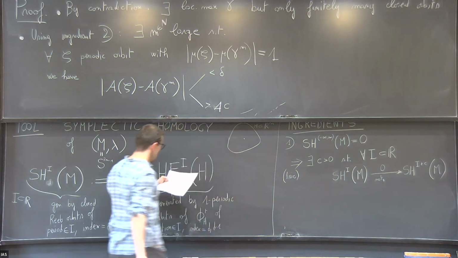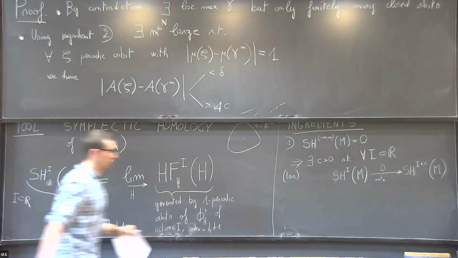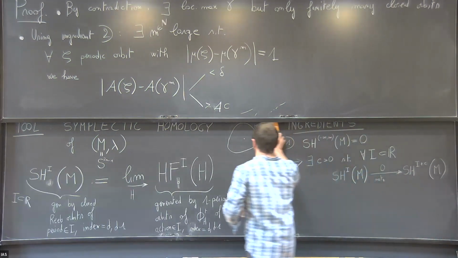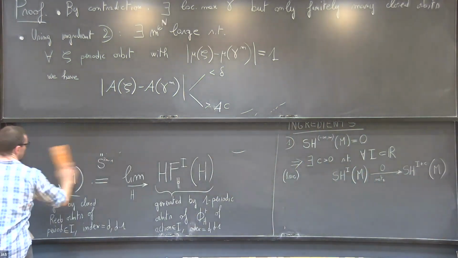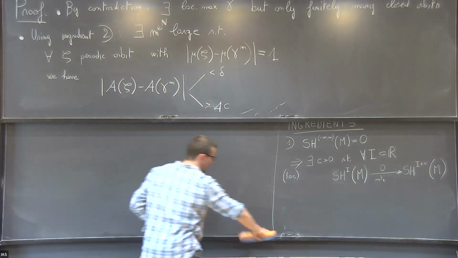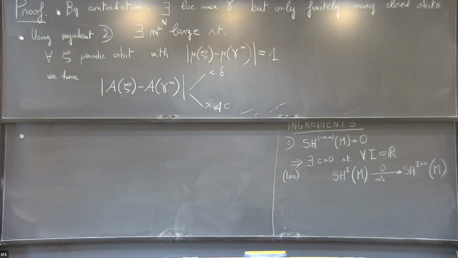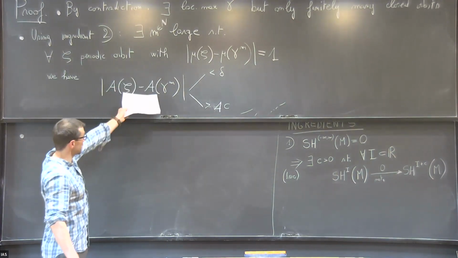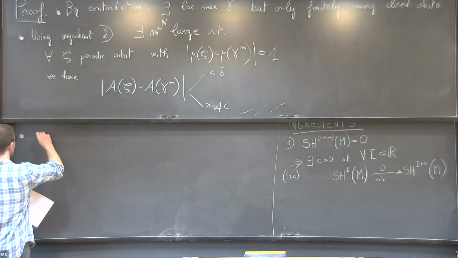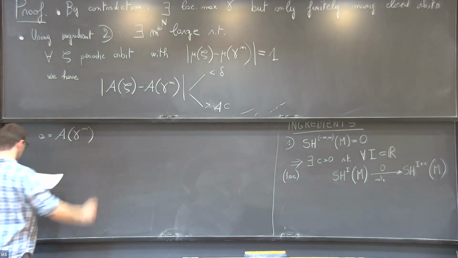Now I claim that once you have this, the theorem is proved, and let me explain why. It's one minute and then I stop. Sorry for going slightly over time. You can see how the proof finishes. Let me state it anyway. So now you take your orbit gamma iterated m times, and call A the action of the orbit gamma iterated m times.